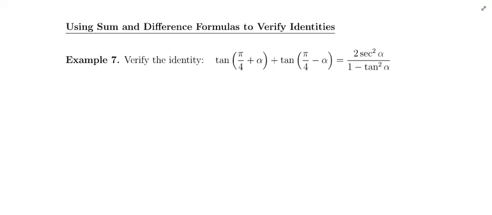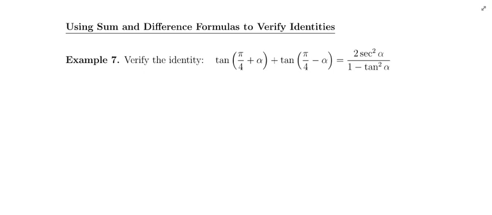So now that we know the sum and difference formulas, we can use them when verifying other identities. So let's do some practice. In example 7, we are going to try to verify the identity: the tangent of pi over 4 plus alpha plus the tangent of pi over 4 minus alpha is equal to 2 times the secant squared of alpha over 1 minus the tangent squared of alpha.